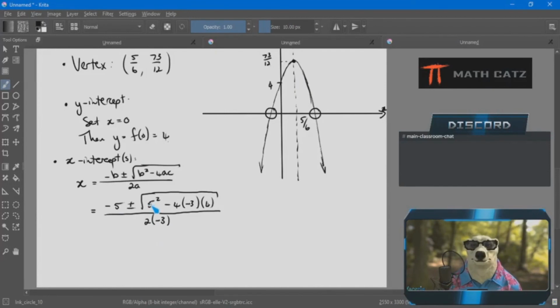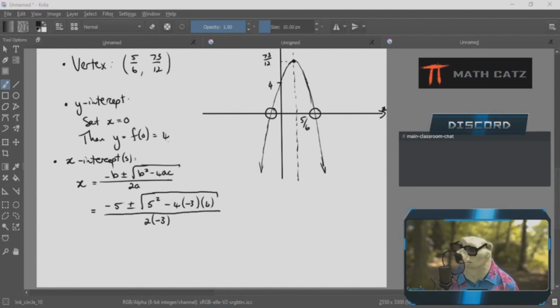Now, how you go about calculating this is to some degree up to you. Some people like to do it all in one. Some people like to calculate just the square root first, and all kinds of things in between. I kind of like to just break it up into a couple of pieces. Let's find what's inside the square root first.